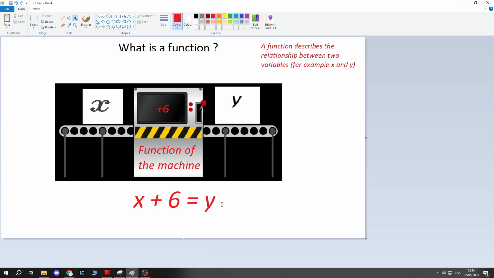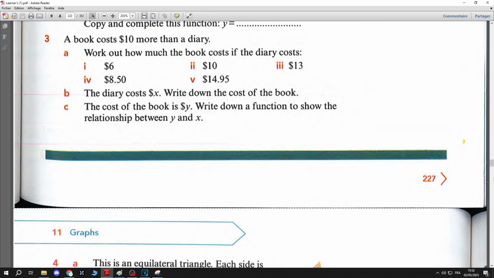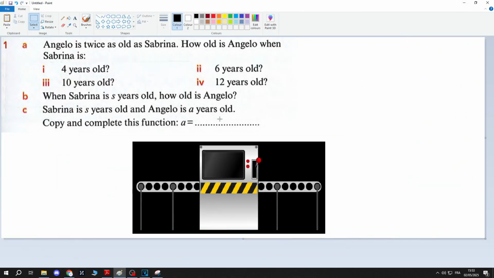And now we might just move on to some example exercises so you would have an idea what you should be doing on the day of the quiz. So this is question 1 from your learner book. It's actually page 227 for those interested. So let's start by reading it first.